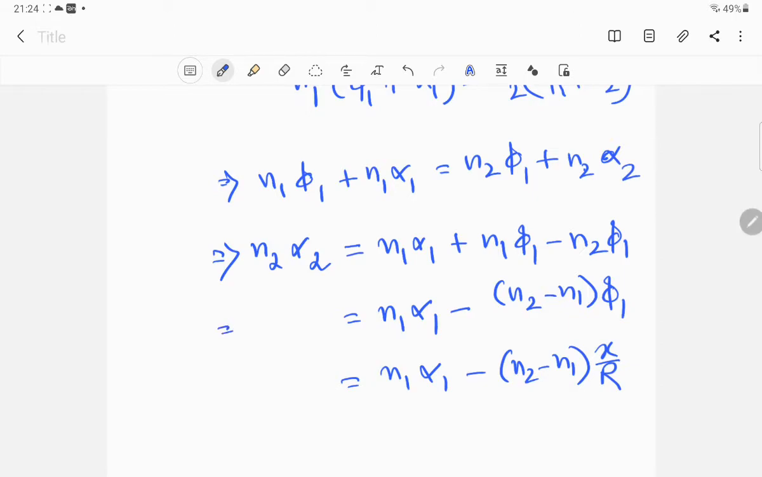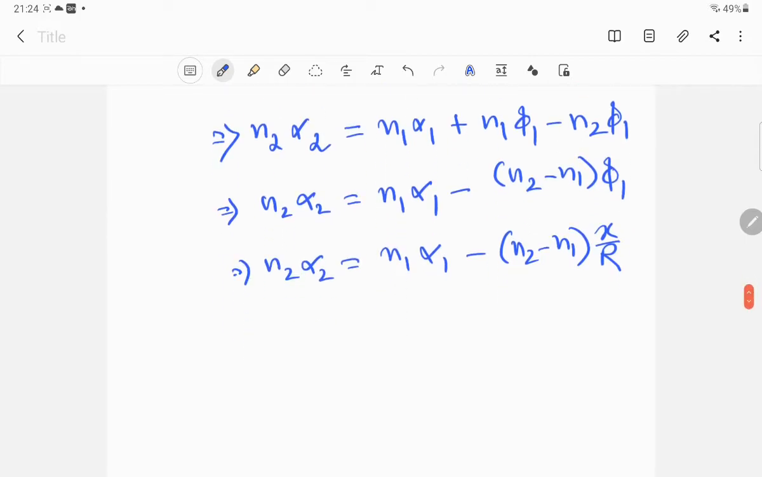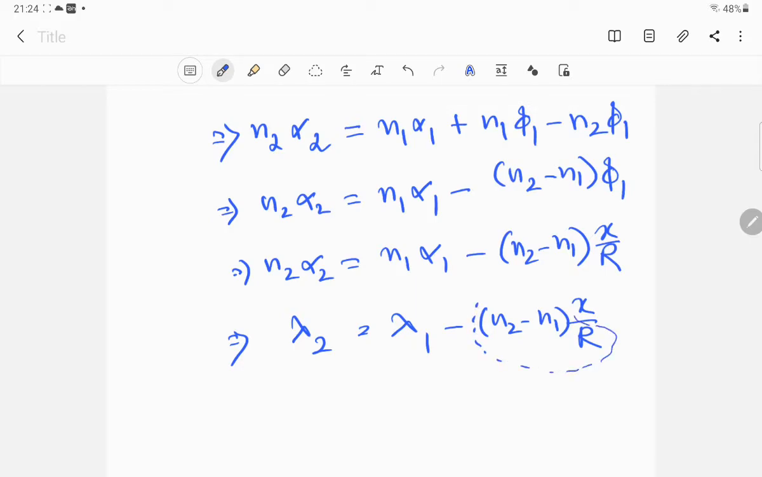Okay, so if you remember the last derivation about the effect of translation, n2 alpha 2 is nothing but lambda 2, the optical direction cosine, and n1 alpha 1 is nothing but lambda 1 minus n2 minus n1 x by r. Okay, so what I will do, I will mark this as a different quantity. So next step, lambda 2 equal to lambda 1 minus px. Okay, so let it be our equation number 6.